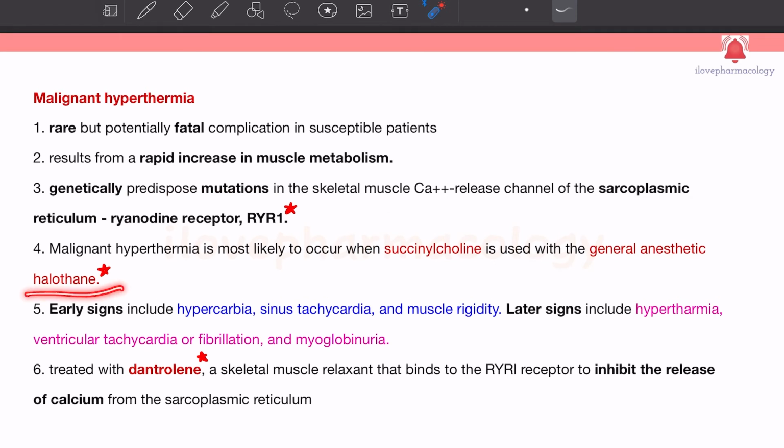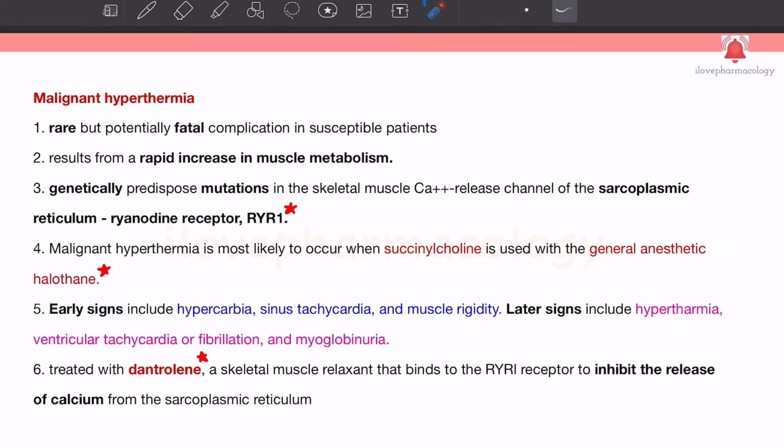anesthesia, that is halothane. So what are the early signs and late signs of malignant hyperthermia? The early signs will be tachycardia. Tachycardia is usually the first sign which you are going to encounter with malignant hyperthermia. It can lead to hypercarbia, increased carbon dioxide levels, so the expiratory carbon dioxide levels will be increased. You're going to see muscle rigidity. So the early signs will be sinus tachycardia, hypercarbia, and muscle rigidity. The later signs will include hyperthermia, ventricular tachycardia, fibrillation, as well as myoglobinuria.